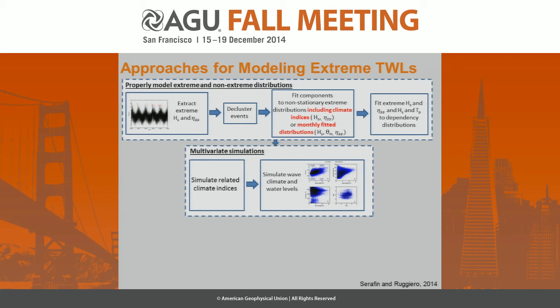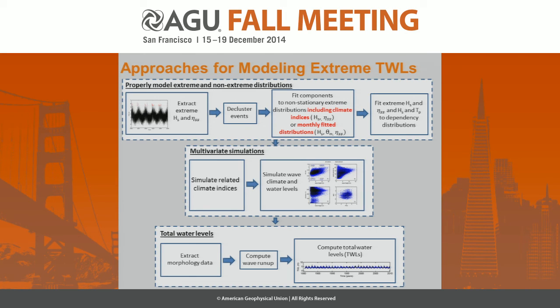So we simulate 500-year long time series, and this gives us a way to empirically extract the return level event rather than extrapolating it forward in time from some short time series. And so once we have our distributions, we simulate these climate indices to be 500 years long, but keep them having the same frequency of El Niño events, or major El Niño events, and then we simulate each of our wave and water level parameters. We then get our total water levels by extracting the morphology data, computing our wave run-up, and then we have multiple synthetic realizations of total water level time series.